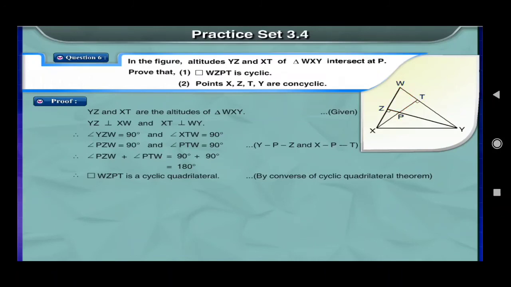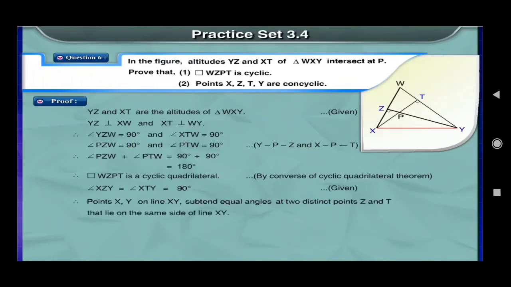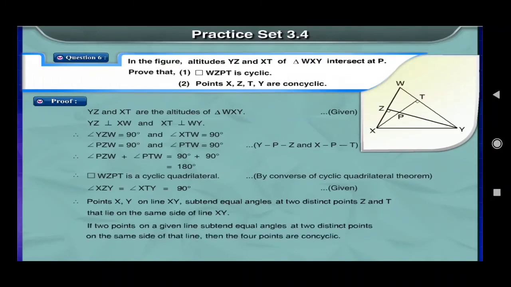Now let us prove the second part, that is, points X, Z, T, Y are concyclic. Given that angle XZY is equal to angle XTY is equal to 90 degrees. Therefore, points X, Y on line XY subtend equal angles at two distinct points Z and T that lie on the same side of line XY. If two points on a given line subtend equal angles at two distinct points on the same side of that line, then the four points are concyclic. Therefore, points X, Z, T, Y are concyclic points.